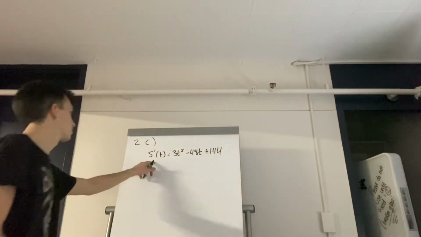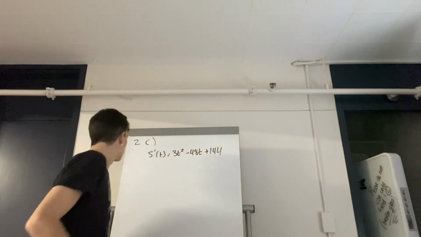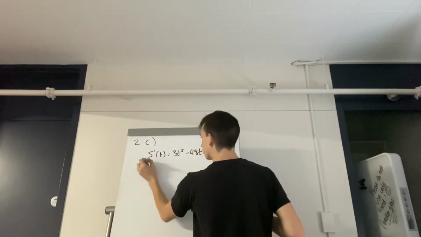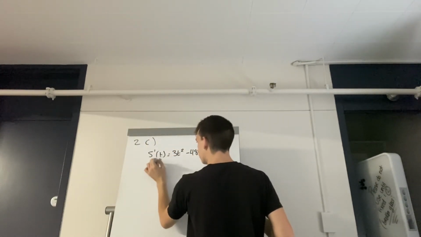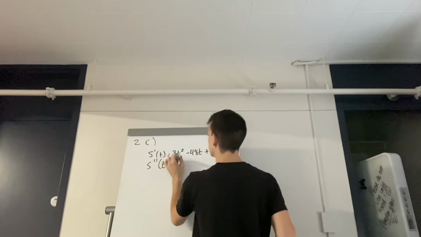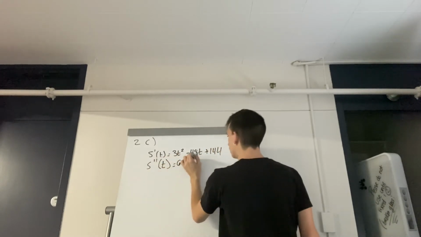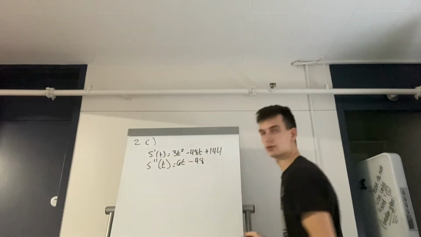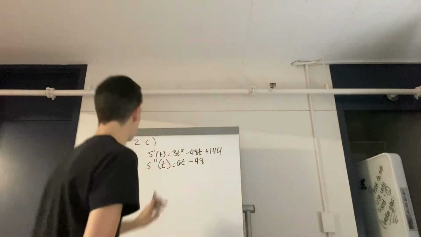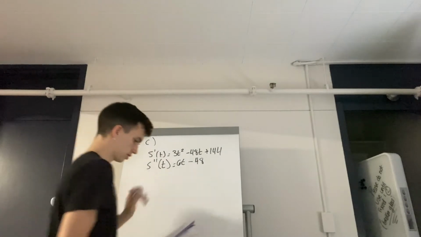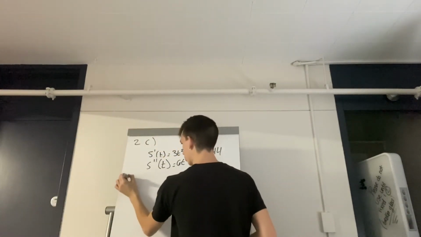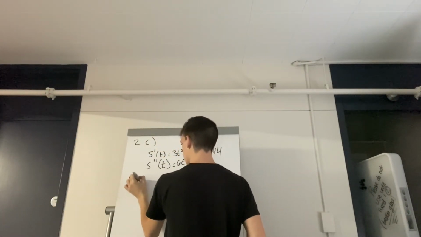For problem 2, part C, it is asking when is the bead moving forward. To start, we're going to take our velocity function that we had found, and we're going to get the derivative of this. This is the second derivative of the original function, and that is 6t minus 48. From here, we are going to find the points where the velocity was 0, and we're going to plug them into this function. So, we knew that our points were 4 and 12.